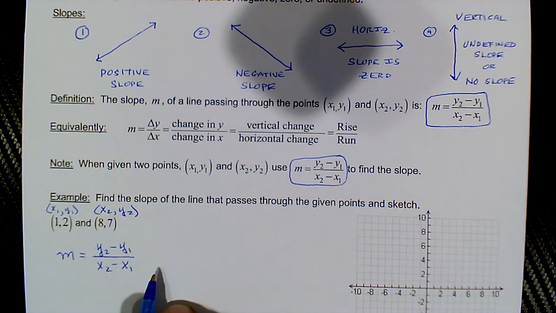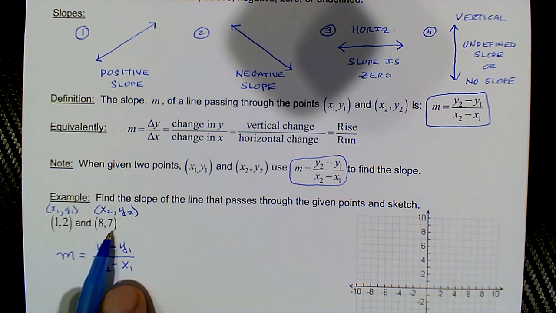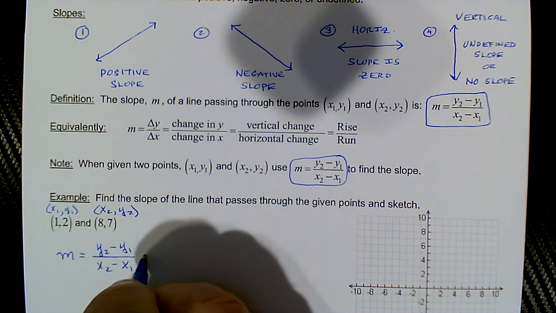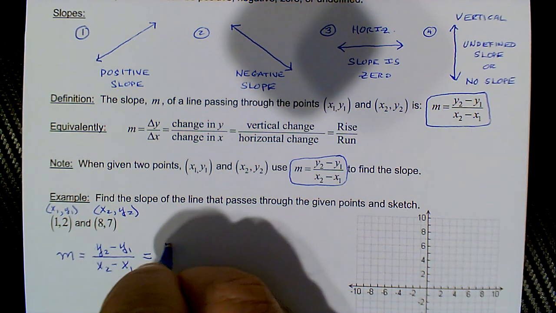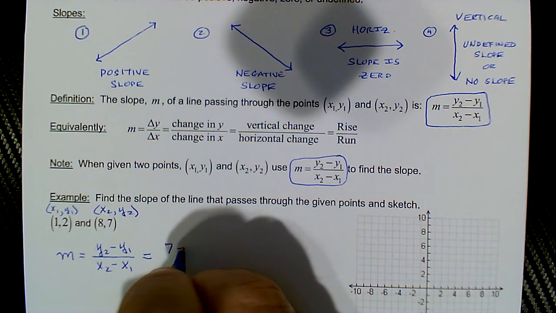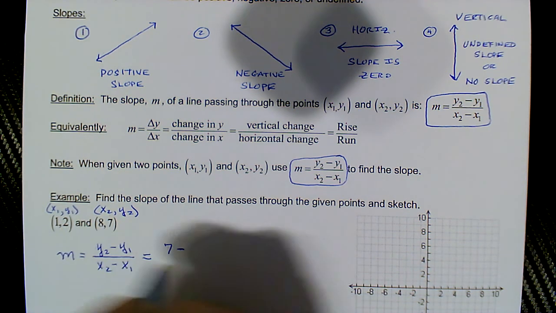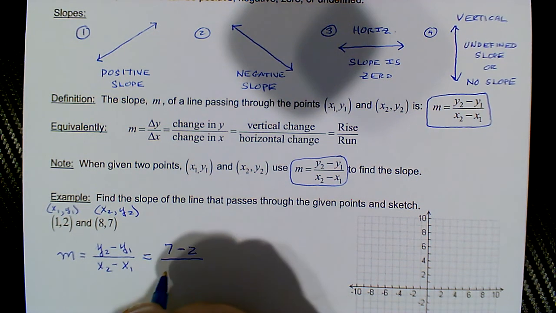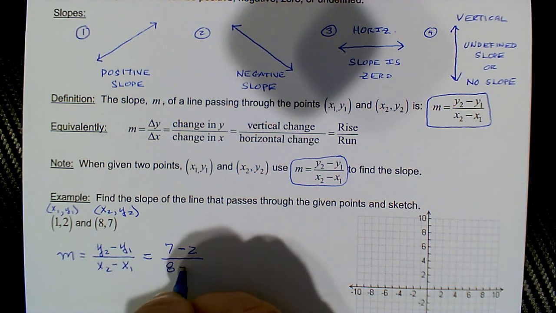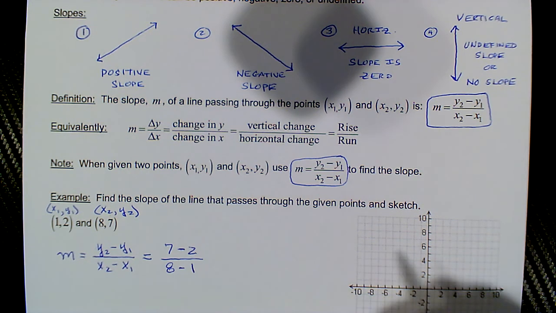And all you're doing is plugging it into the formula. So you have y2, which is 7, minus y1, which is 2, divided by x2, which is 8, minus x1, which is 7. So therefore, our slope, in this case, is 5 over 7.